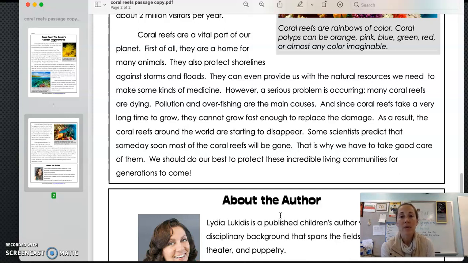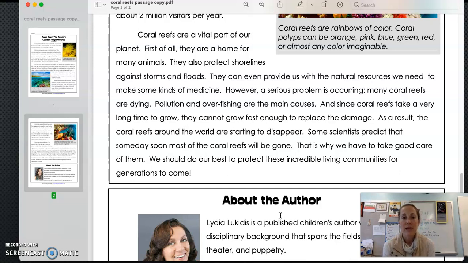However, a serious problem is occurring. Many coral reefs are dying. Pollution and overfishing are the main causes. And since coral reefs take a long time to grow, they cannot grow fast enough to replace the damage. As a result, the coral reefs around the world are starting to disappear.